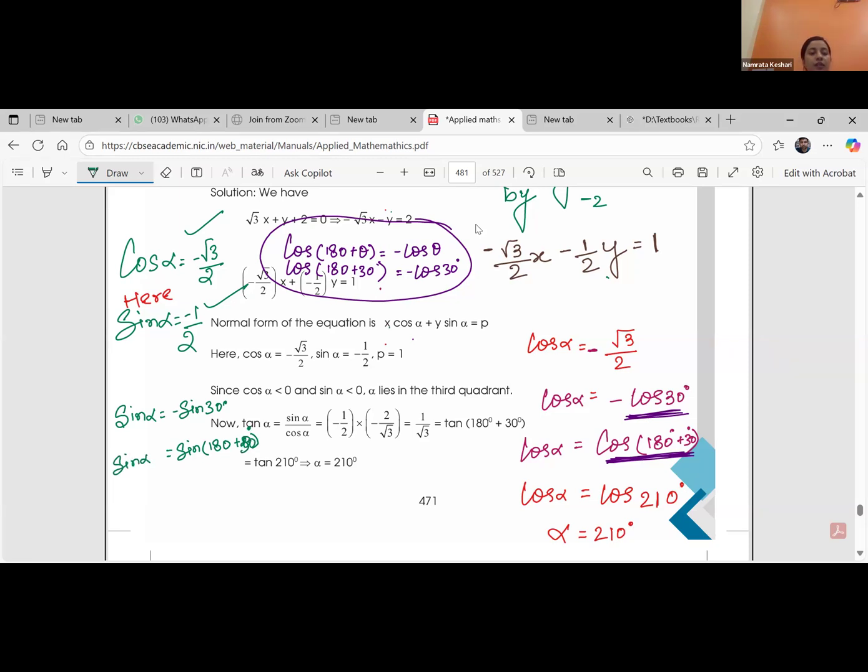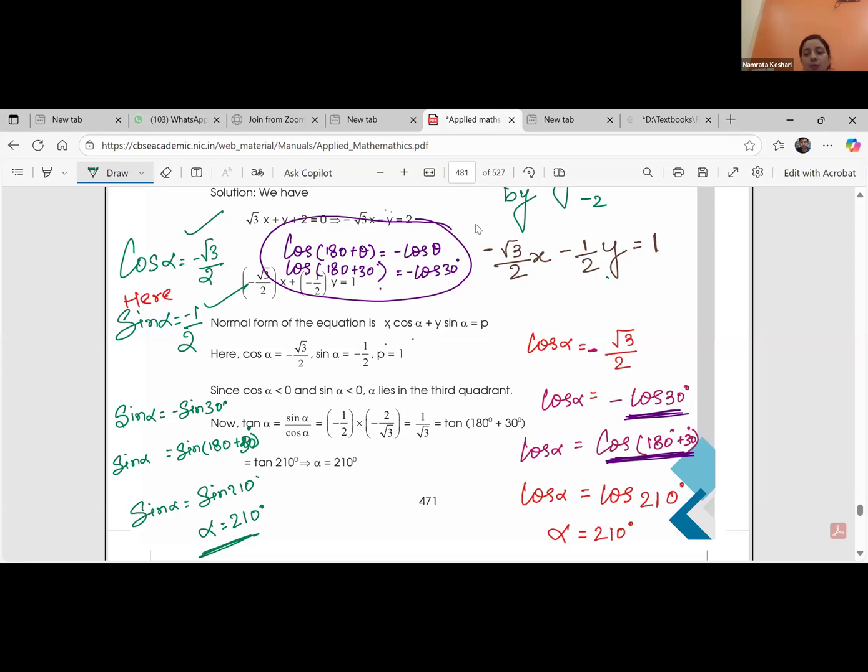Okay, and here also we are going to get sine alpha is equal to sine 210. That means alpha will be 210. Our alpha has to be the same in both cases. Otherwise, we won't be able to write in the normal form, x cos alpha plus y sin alpha is equal to P. That's why we have maintained alpha the same. You can see, automatically every time you will be getting alpha the same.